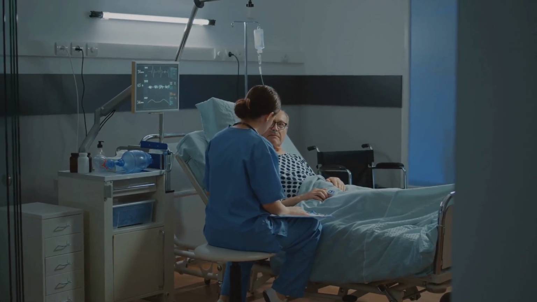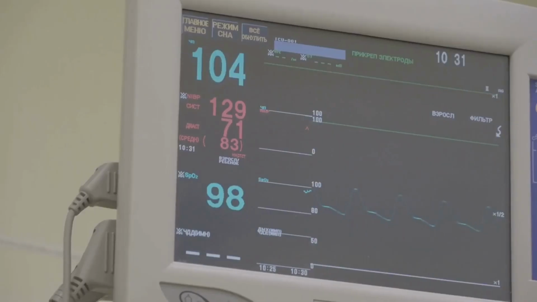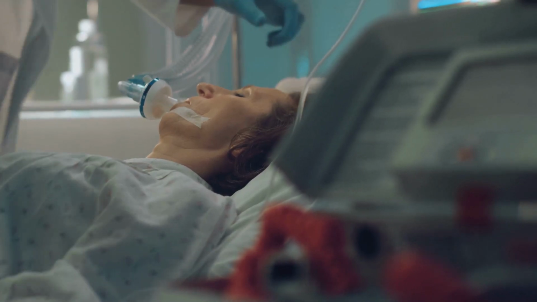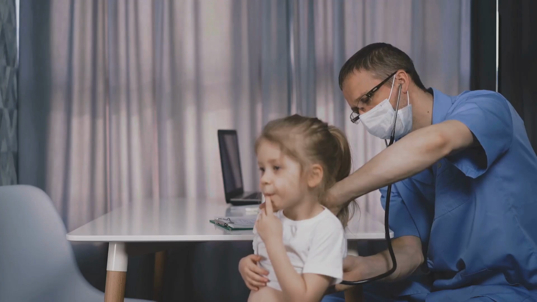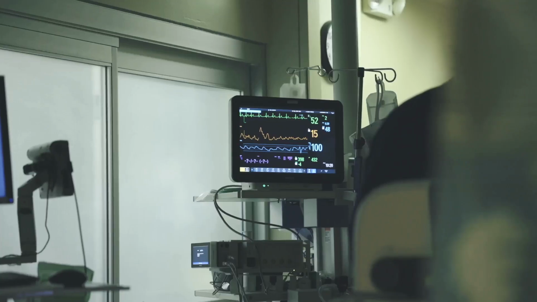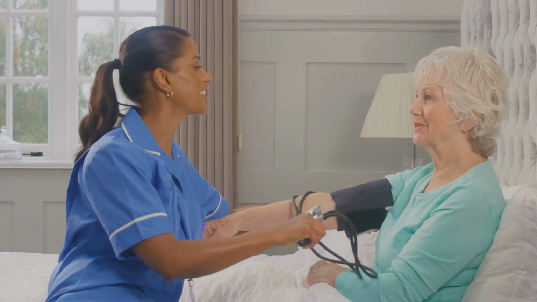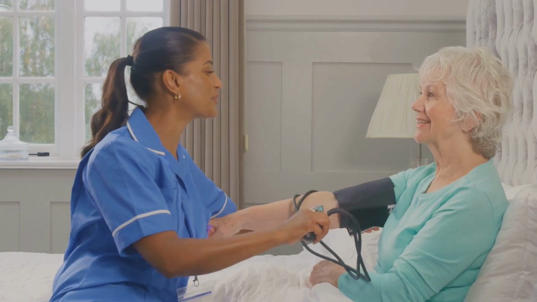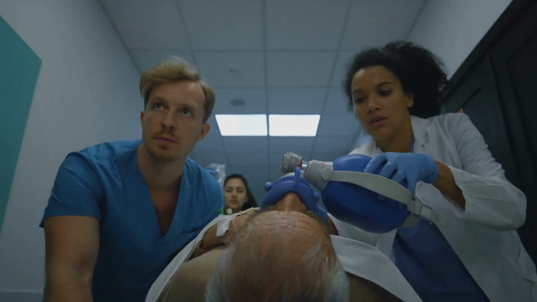Assessment. Our initial assessment of Mr. Chen shows he is alert but very anxious. His respiratory rate is high at 30 breaths per minute. His oxygen saturation is low, only 88% while breathing room air. When we listen to his lungs, we hear wheezes and crackles in both lower lung areas. His heart rate is fast, at 110 beats per minute. His blood pressure is elevated at 150 over 90 millimeters of mercury. These signs point to a serious breathing problem.